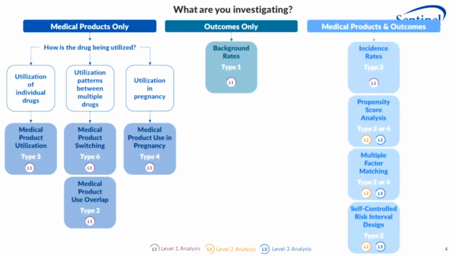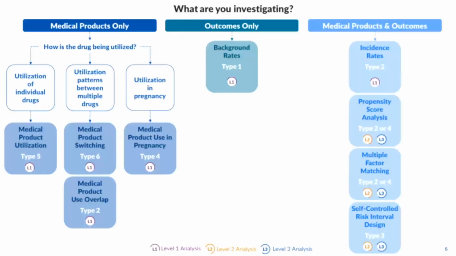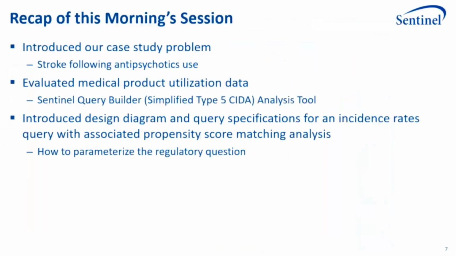I won't go into detail because Judy did that already, but I'll show you where we're going to be in a moment. The agenda for the next half hour or so is really focusing on interpretation of the report contents. I'm going to go through 3 different specific sets of reports following on what Judy already showed you. This is where we're going to start, with the data that you'll get back for doing this type 2 analysis where you're calculating incidence rates, and follow-up time is being taken into account as well.